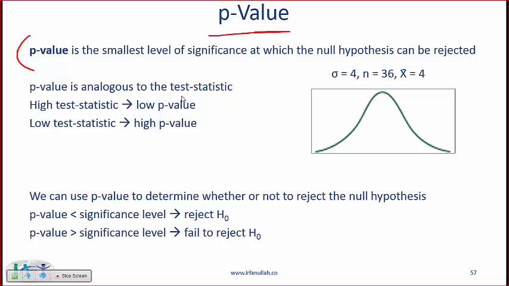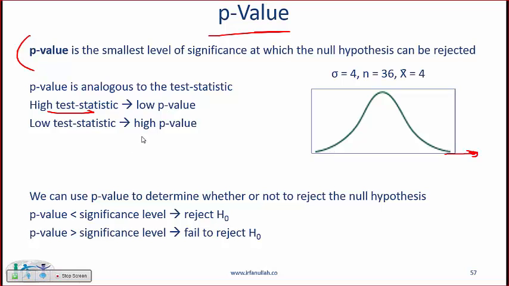It is analogous to the test stat. So there is a very straightforward relationship between the test stat and the p-value. A high test stat means low p-value. So if you come up with a test stat that is, let's say, way out on the right, the p-value is that little bit of probability that is still left. So high test stat means low p-value, and a low test stat would mean a high p-value.